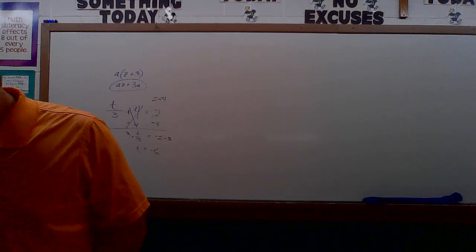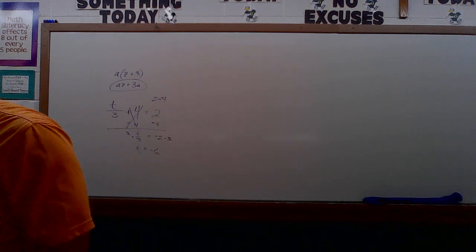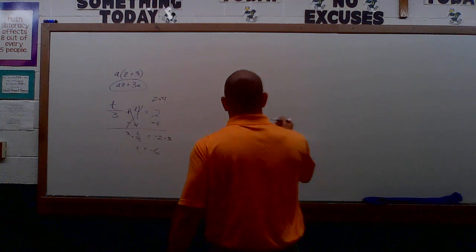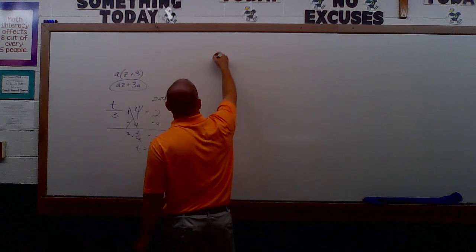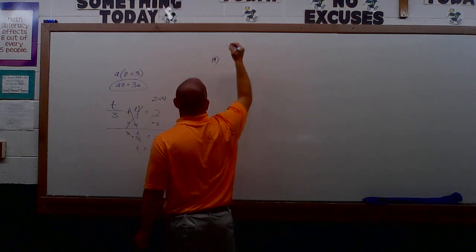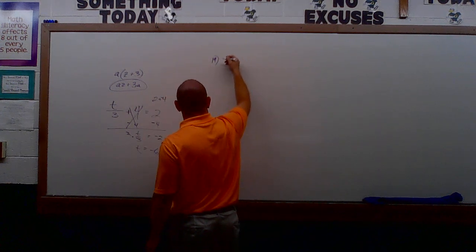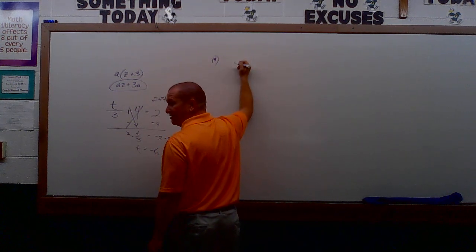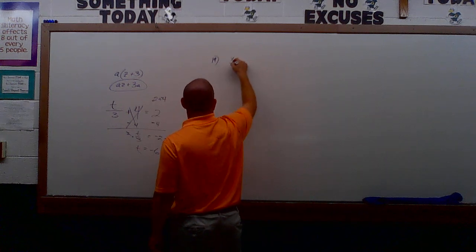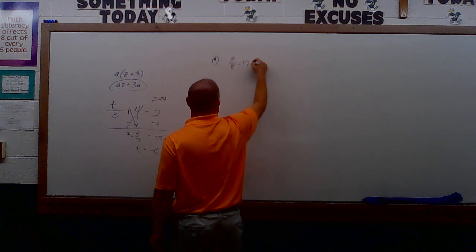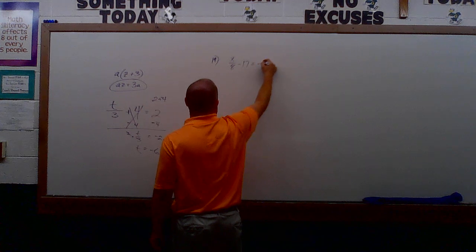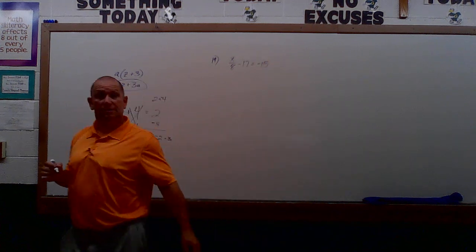Can I see it? What number was this again? 19. Okay, go ahead. Tell me what you would write down. x over 8 minus 17 equals negative 15. Yeah, he's right. Equals what? Negative 15. Everybody agree? Yeah.